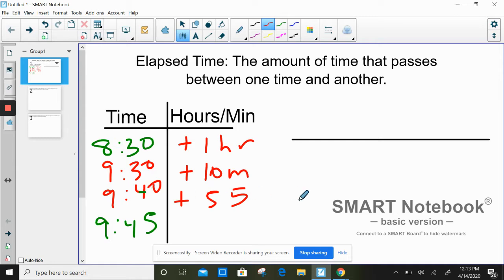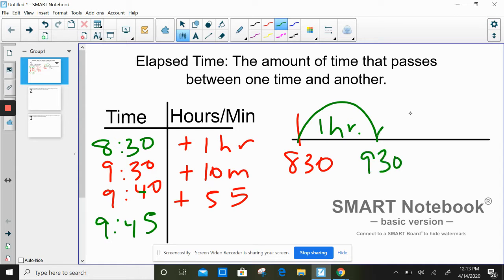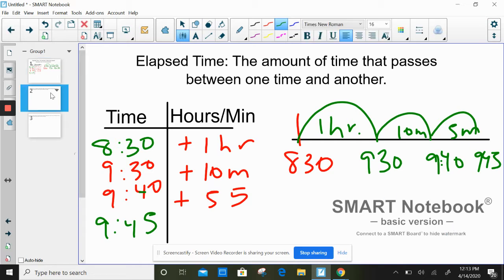Or if you're going to use a number line, you would start at 8:30 and you would jump 1 hour and get to 9:30. We jumped 10 minutes for 9:40, and then we jumped 5 minutes for 9:45. Okay, so those are two strategies that I've talked about so far. But now we're going to use either strategy and we're going to solve elapsed time within a story problem.